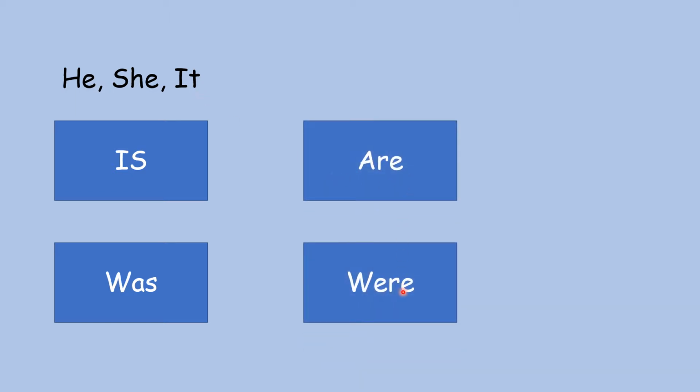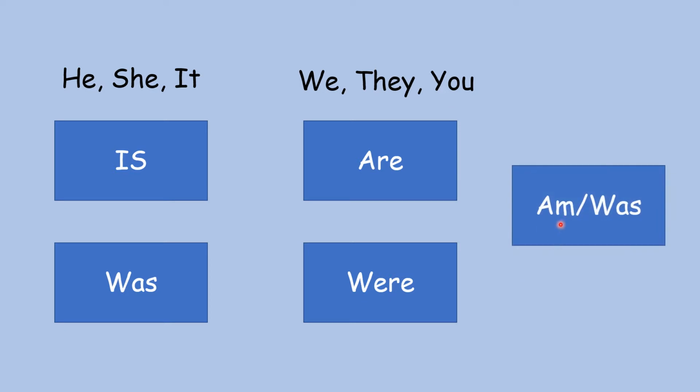Are and were. These two words are used for pronouns with we, they, or you. We stands for me and someone else, or many people along with me. They stand for others with many people. You stands for one person or many people. The words am and was are used with the pronoun I.